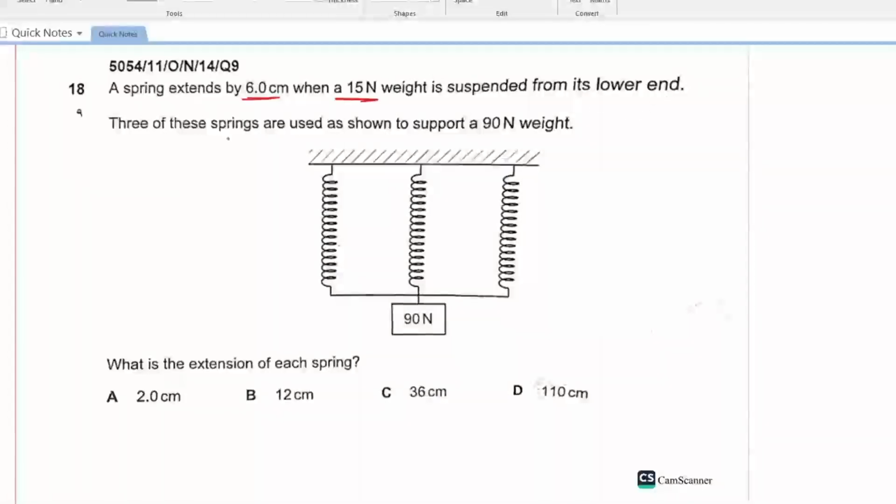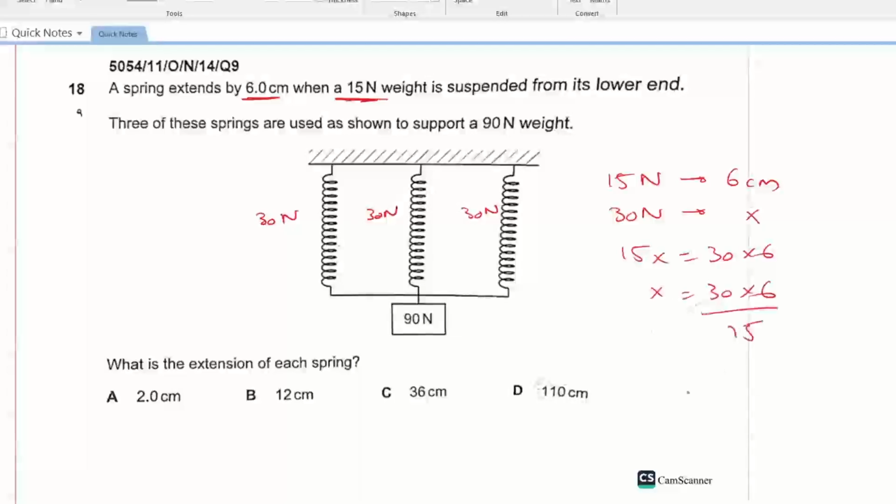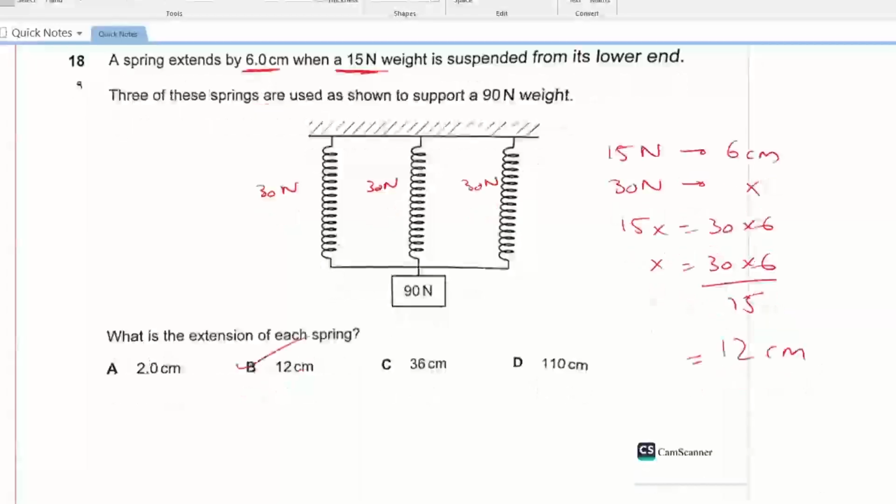Let's see this. A spring extends by 6 centimeter when a weight of 15 Newton is suspended from its lower end. Three of these springs are used to support a 90 Newton weight. Okay. So if this is 90 Newton, this spring will be getting 30, this spring will be getting 30, and this spring will be getting 30. And you know that 15 Newton causes an extension of 6 centimeter. 30 Newton will cause an extension of x. Cross multiply it. 15x is equals to 30 into 6. X is equals to 30 into 6 divided by 15. Your answer comes out to be 12 centimeter. Simple as that. Let's further move ahead.